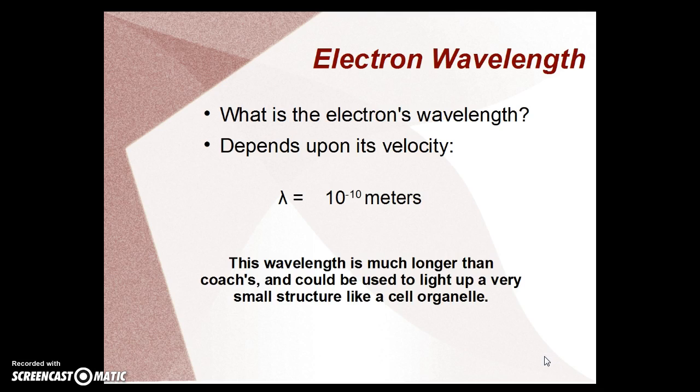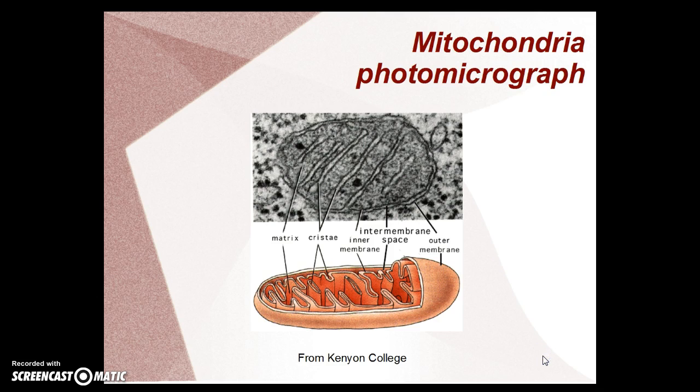This is a much longer wavelength than anything that you can see, like a coach, and it could be used to light up a very small structure like a cell organelle. For instance, here is the photomicrograph of a mitochondria, and between the picture and the diagram, it looks very much like what you have studied in biology.